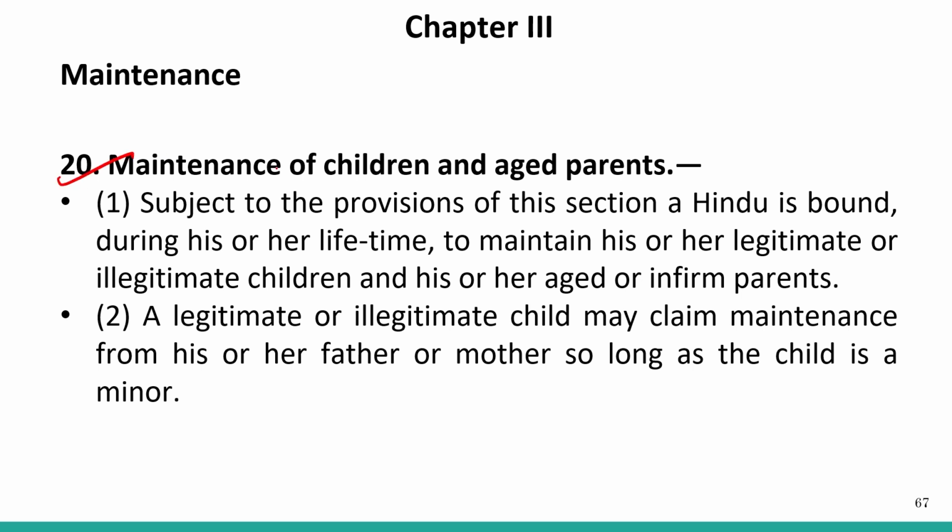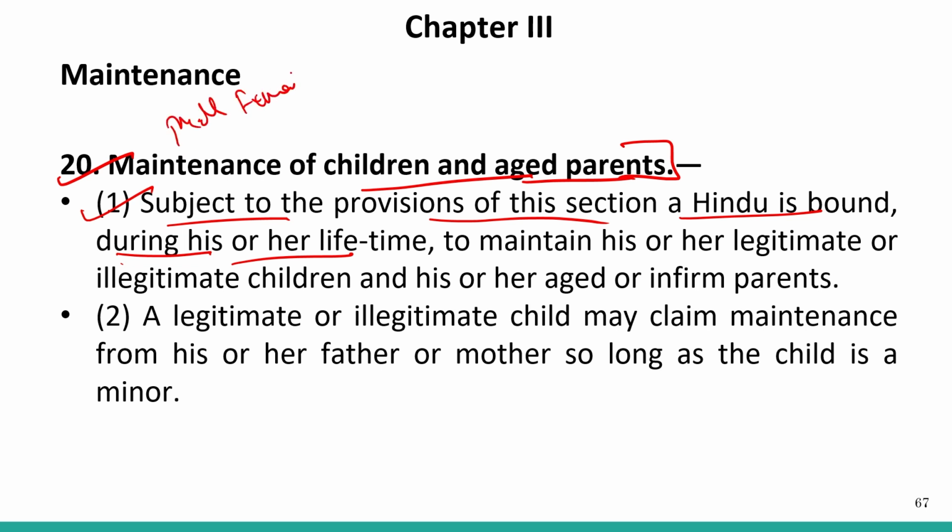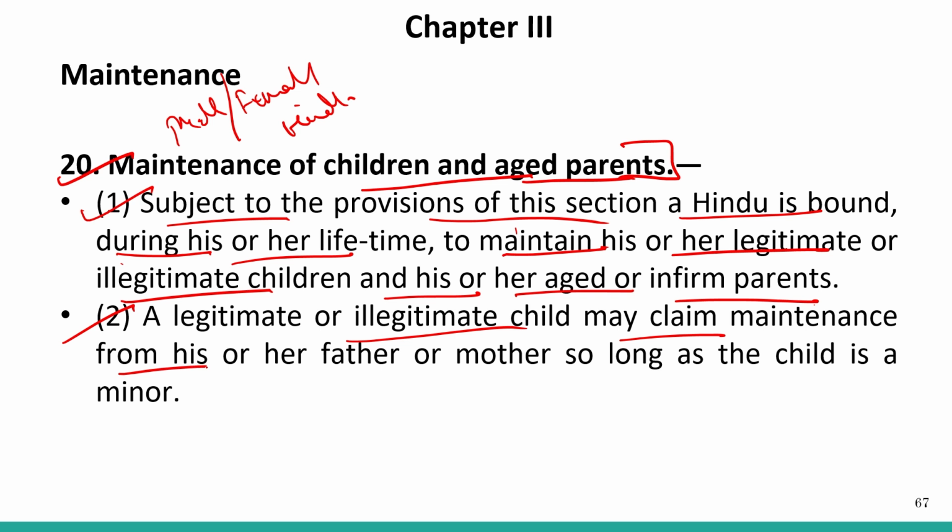Okay. Now, second is the maintenance of children and aged parents. This is also the obligation of the husband or the male to maintain the children and the aged parents. The first thing, subject to the provisions of this section, a Hindu is bound, during her or his lifetime, so it can be both the male as well as the female, if they are Hindu, to maintain his or her legitimate or illegitimate children as well as aged or infirm parents. A legitimate or illegitimate child may claim maintenance from his father or mother so long as the child is a minor.